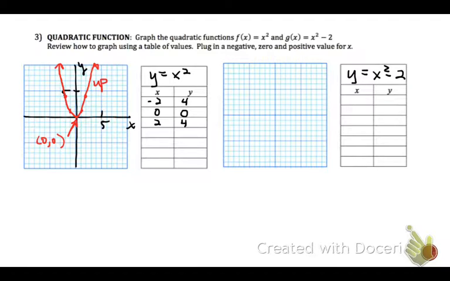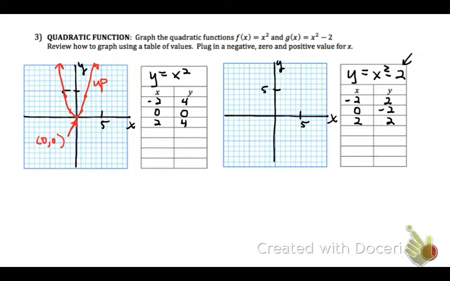Now let's look at x squared minus 2. It's still a quadratic function. It's going to be a U-shaped graph, but it's going to be moved a little bit because of what's happening in the equation. Let's do those same values, negative 2, 0, and 2. Negative 2 squared is 4, minus 2 is 2. 0 squared is 0, minus 2 is negative 2. 2 squared is 4, minus 2 is 2. Lots of 2's going on. So label your xy axes and your scale.